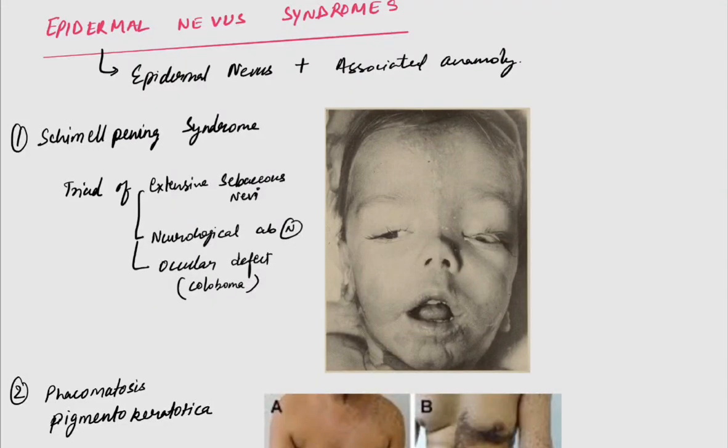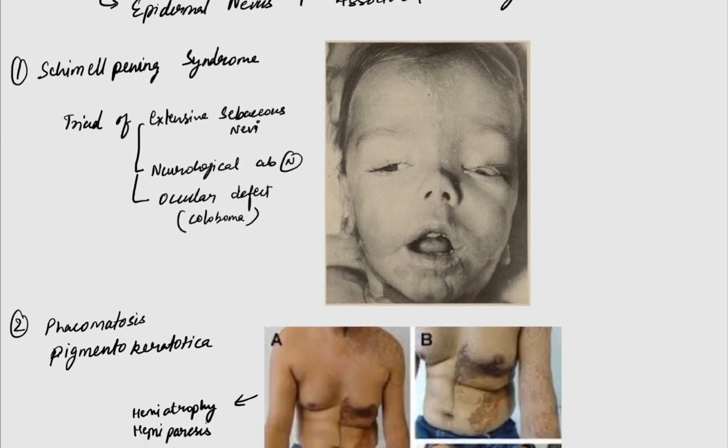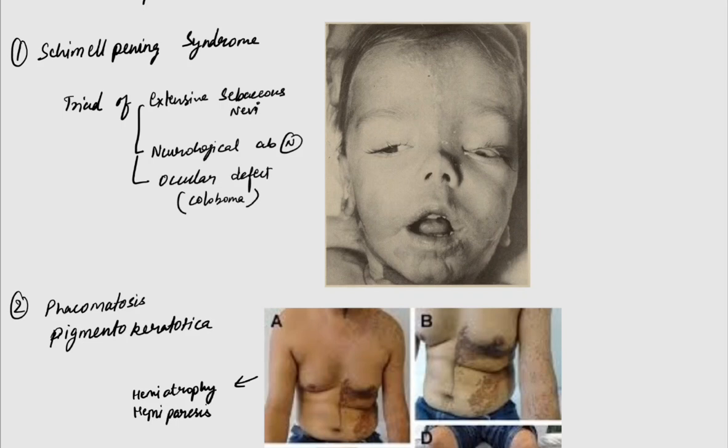Hello everyone. Let's discuss the epidermal nevus syndromes. In epidermal nevus syndromes, there is one component of epidermal nevus and there are other associated anomalies. So let's start our discussion with the first syndrome, Schimmelpenning syndrome.